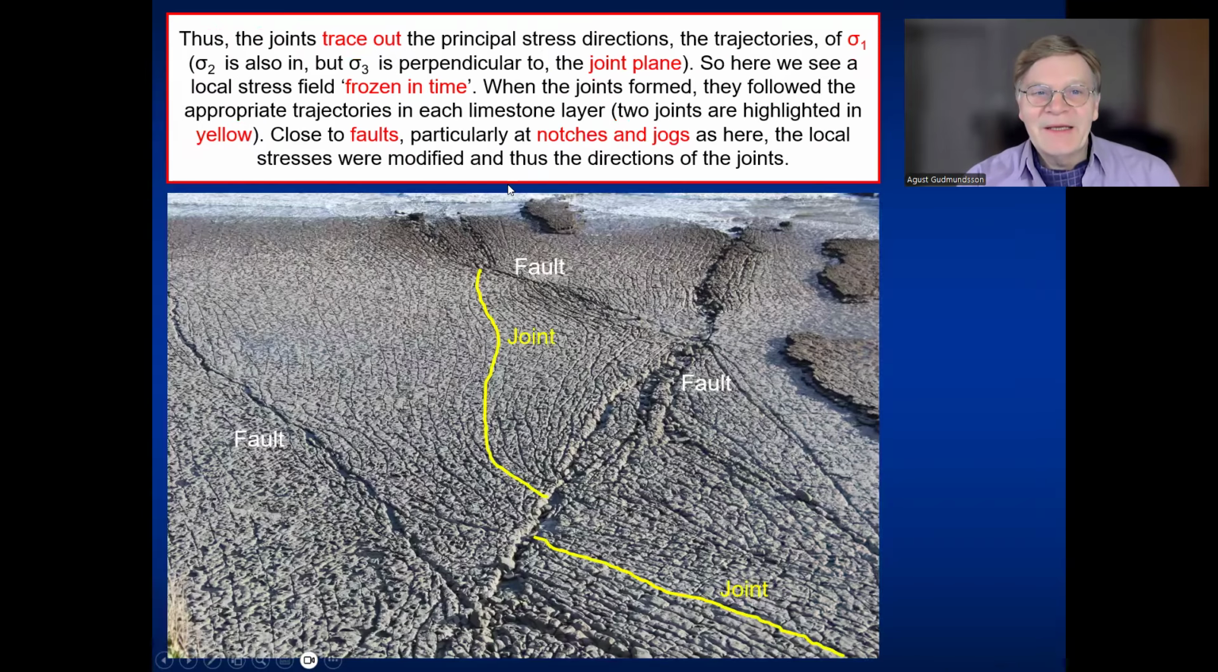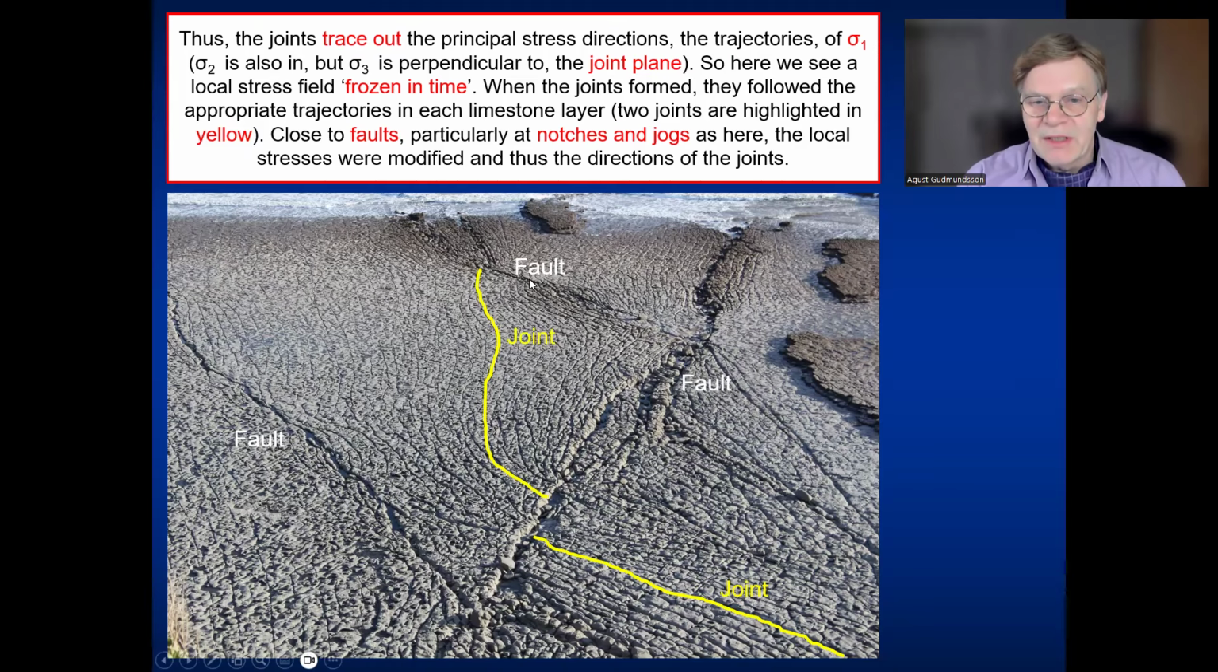So I've illustrated this here. In a way, when we look at a beautiful joint pattern or fracture pattern as we see here, we are looking at the local stress field frozen in time. Frozen in time, meaning that when the joints formed, like the curvature here, where we saw the lady standing earlier, the joints were following the stress trajectories, and after they formed, the stress field may have changed and so on, but the field that was operating when they formed is mapped out by the geometry of the joints.